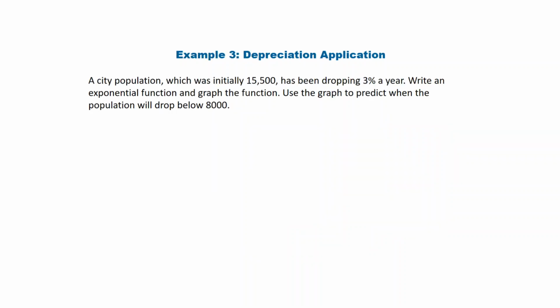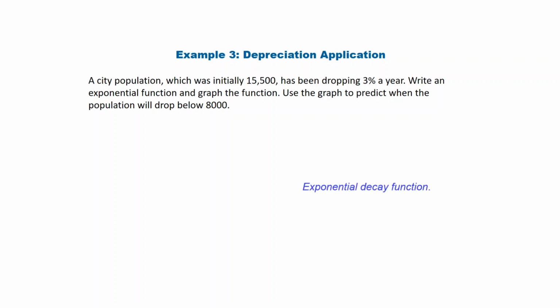All right, and one more last example. A city population which was initially 15,500 has been dropping 3% a year. Write an exponential function and graph the function. Use the graph to predict when the population will drop below 8,000.